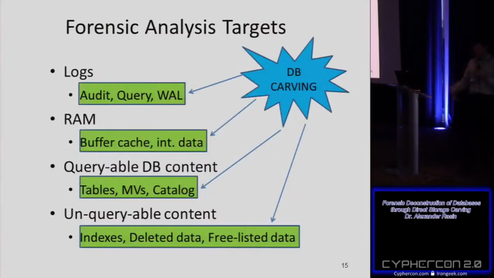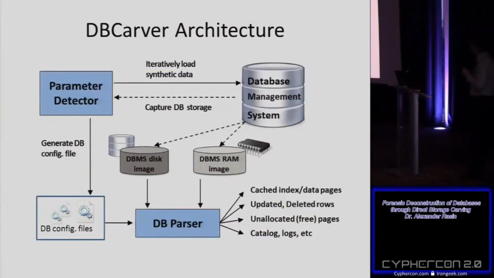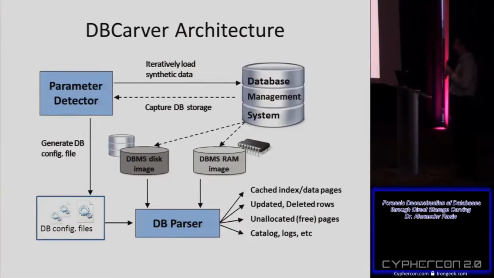And so once you step back and actually look at the storage as a big collection of database pages, then you can begin to interpret what the storage contains and try to understand what you can learn from it. So we built this tool, DBCarver, in reference to the file carving process. It consists of two different pieces, the parameter detector and the actual data parsing step. I'll talk about each one separately.